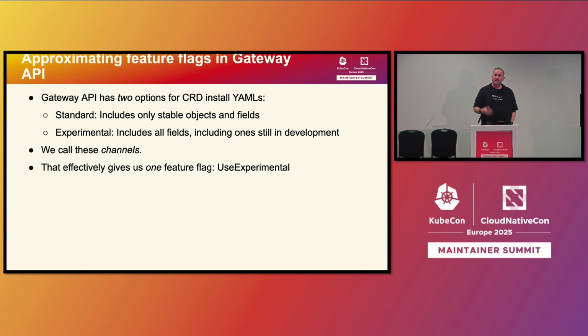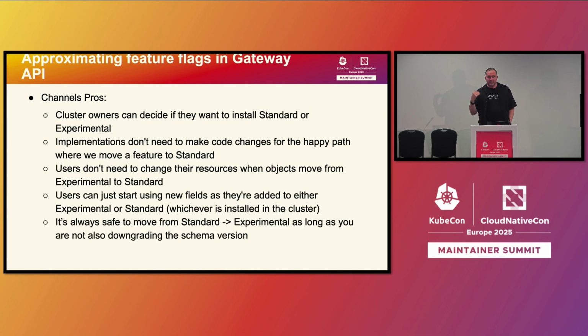As I said here, that effectively gives you one feature flag. Like, are you using experimental or not? Right? There's no finer grained control than, are you doing experimental? Are you allowing experimental stuff, or are you not? And so, there's a bunch of pros here, which is why we're doing it this way, right? Like, a cluster owner can decide if they want standard or experimental.